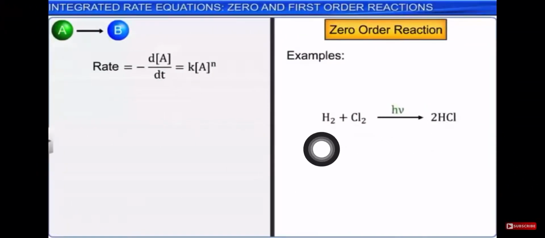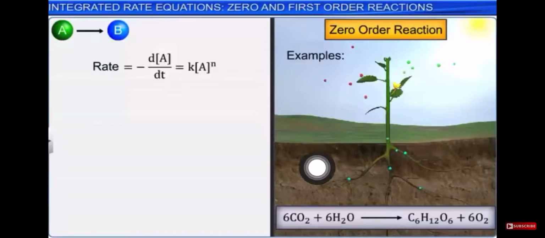Okay, so now we are coming to a few examples of zero order reaction. Example number 1: hydrogen gas reacts with chlorine gas in the presence of light to give 2 moles of HCl. This is one example of a zero order reaction. Another example is the process of photosynthesis.